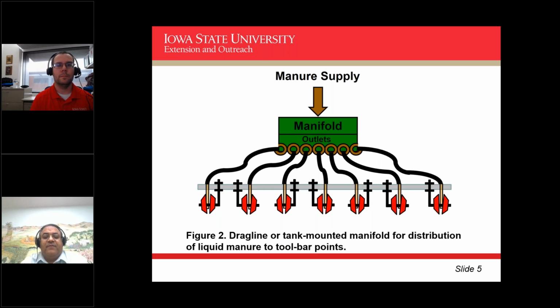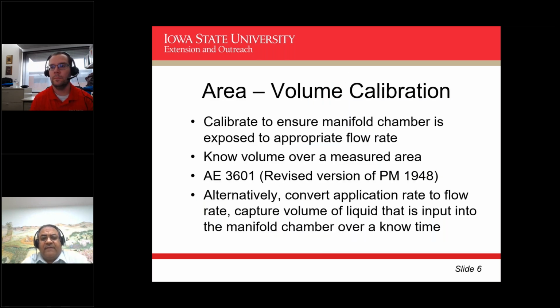But then from the manifold out to the toolbar points, this manifold is basically responsible for distributing liquid manure out to each point that is on the toolbar. So this schematic just shows how those outlets may be laid out and manure getting out to the different points on the toolbar. We have typically in the past done area volume calibrations.